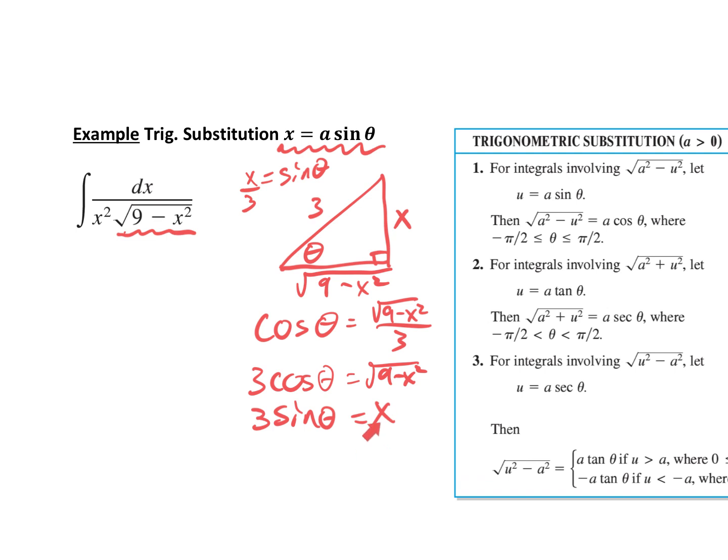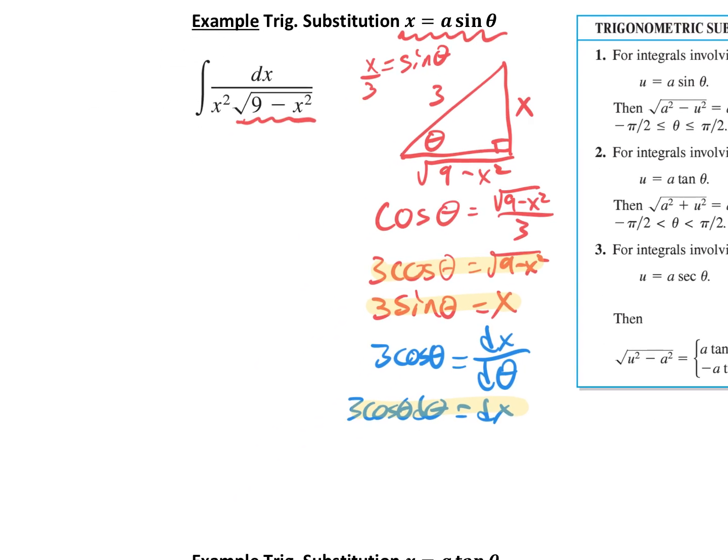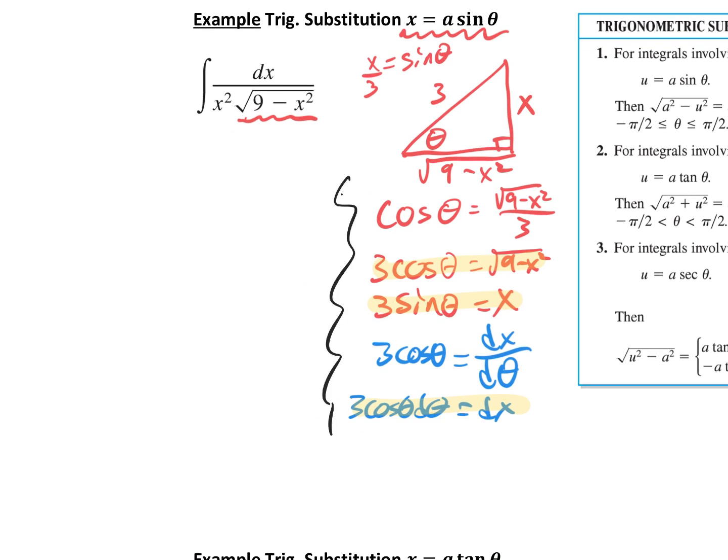So here we have a function of x. So we can say, the derivative of x with respect to theta is, well, the derivative of 3 sine is 3 cosine theta. And so if we multiply both sides by d theta, dx is 3 cosine theta d theta. So now we are ready for our substitutions. We've got these 3 things here to substitute for. All right, here comes our trig substitution. That is all in preparation there.